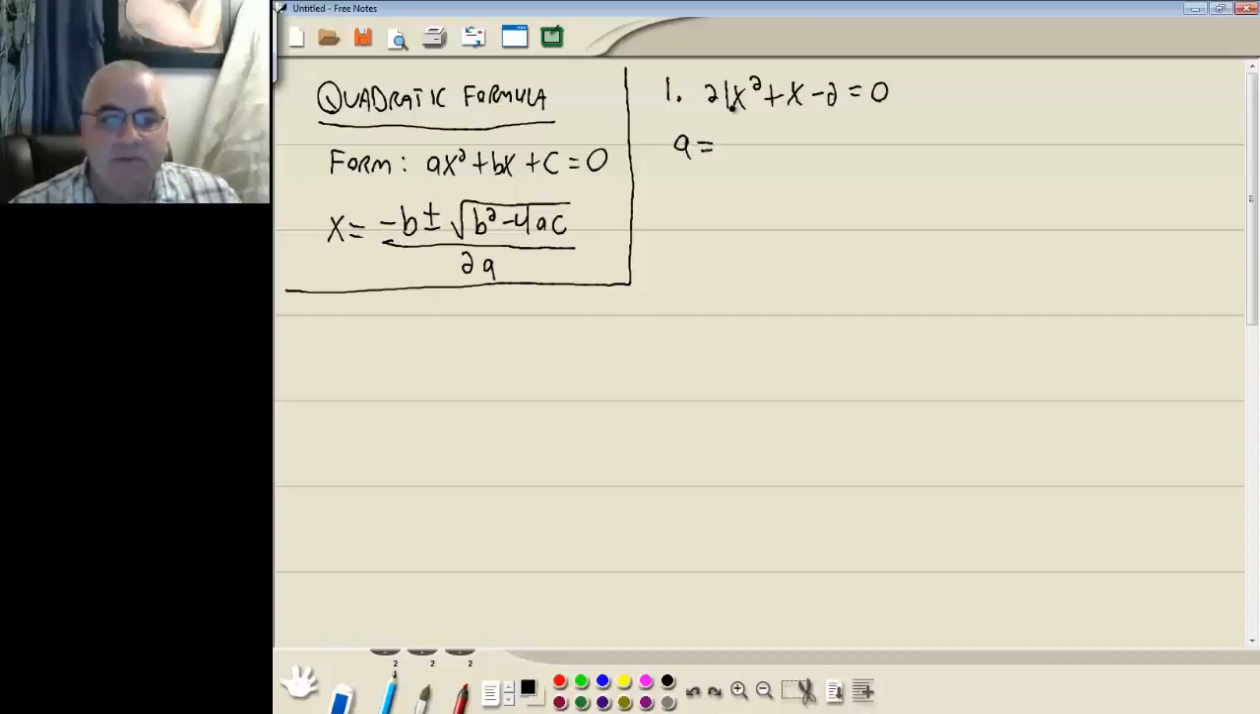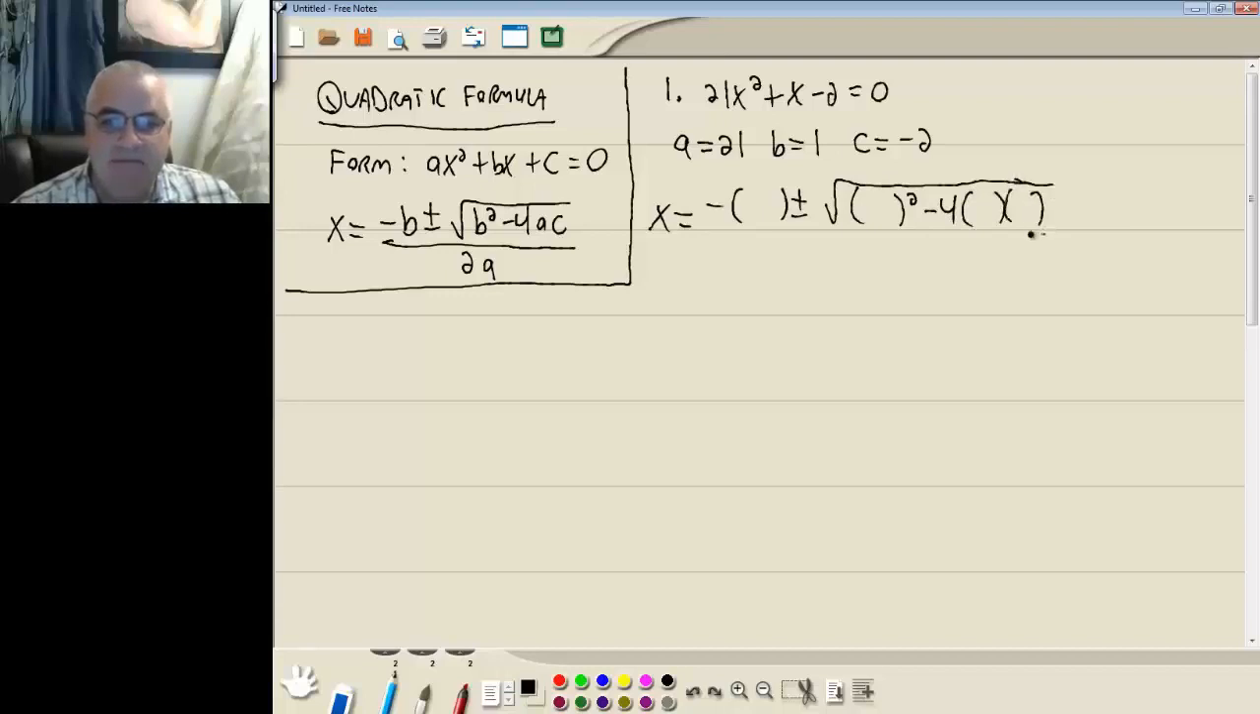A is whatever number's in front of your x squared, which is 21. B is whatever number's in front of your x, which is 1. And c is your number at the end, which is negative 2. Now, unless you don't mess up on signs, it's a good idea to go through and replace all of your variables with sets of parentheses before you plug in your numbers. So we're going to have x is equal to negative b plus or minus square root of b squared minus 4 times a times c all over 2a.